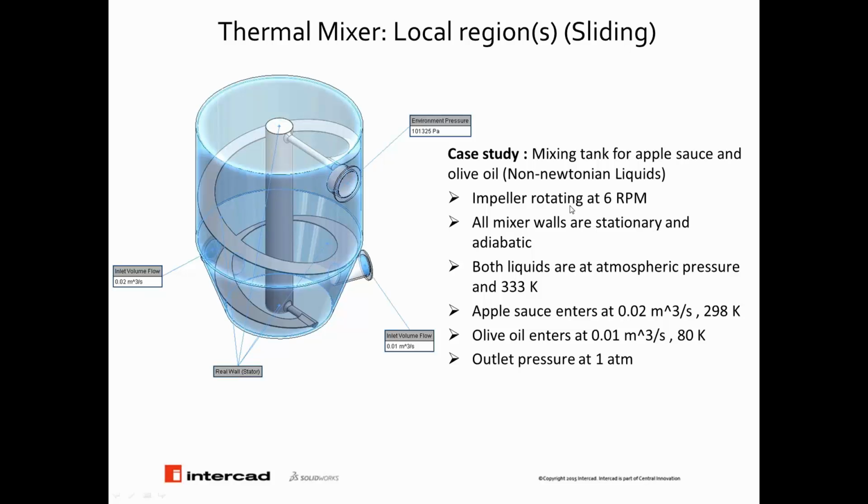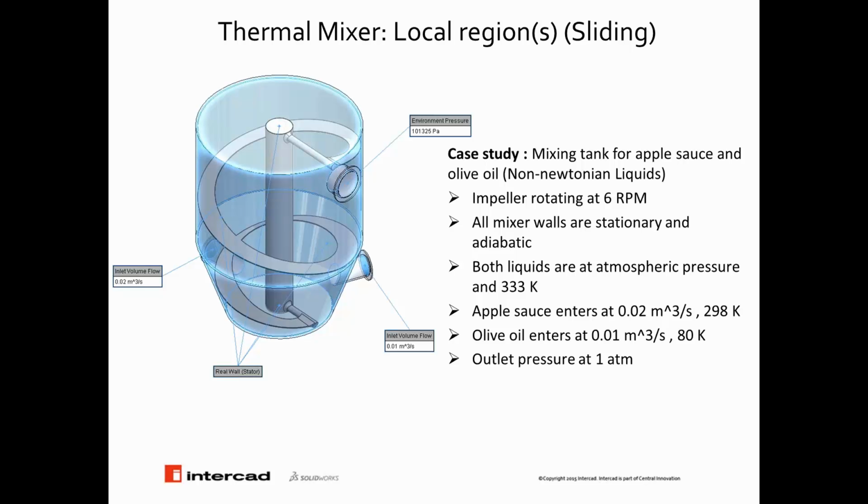We are talking about the outer wall being stationary and adiabatic, no thermal reaction. However, you have the option to do that. We have 2 inlets, and initially both liquids inside the tank are at around 333 Kelvin. Applesauce enters at 0.02 meter cube per second at 298 Kelvin, and olive oil enters at 0.01 meter cube per second at 80 Kelvin. And basically, after the mix, both of them are discharging to atmospheric pressure.